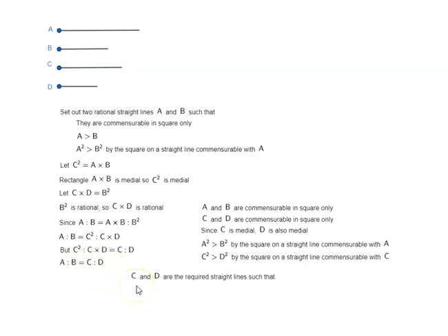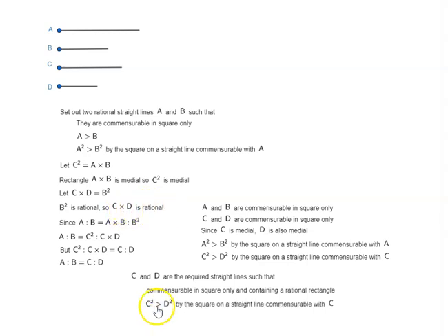So we have found two medial straight lines, C and D, such that they are commensurable in square only and containing a rational rectangle, because see here C by D is rational, and the square on C is greater than the square on D by the square on a straight line commensurable with C. And this is what we had to find, these two lines C and D. So that is proposition number 31 of book 10 of Euclid's Elements.